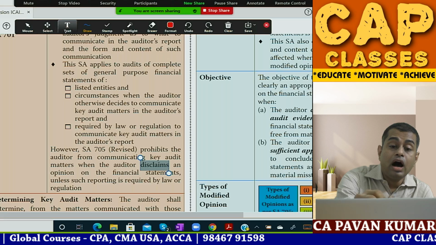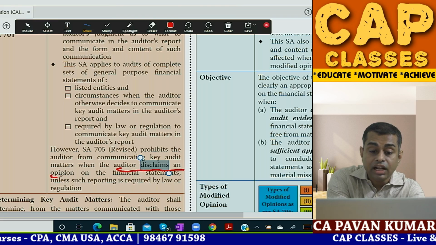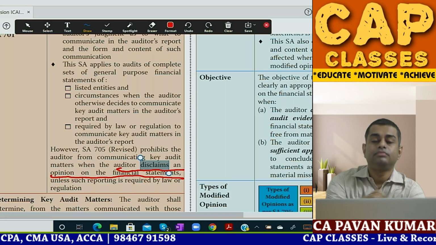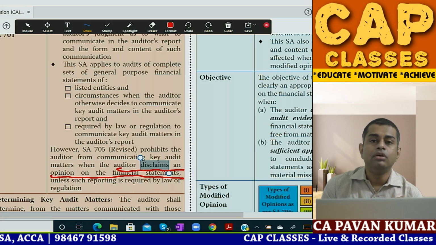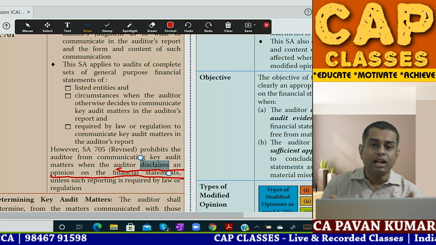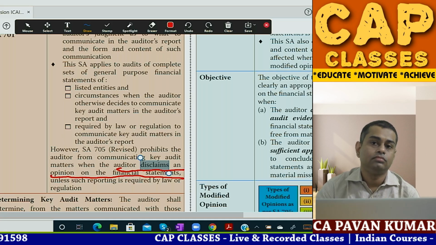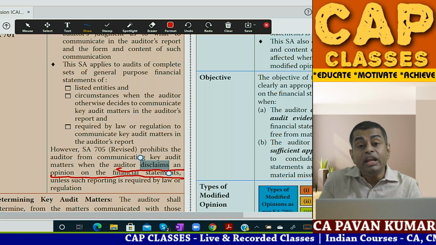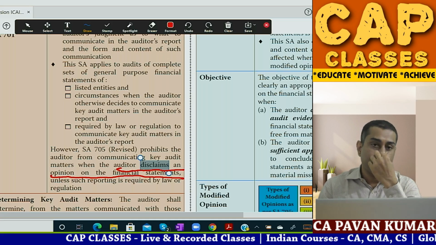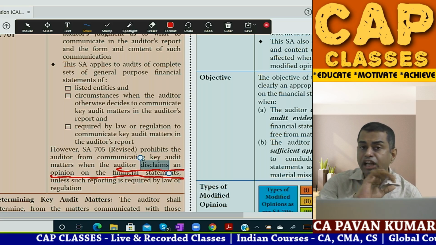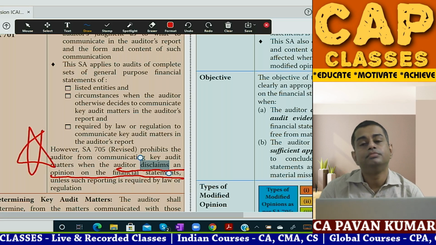When the auditor is giving a disclaimer of opinion, then don't give CAM. Why, sir? Boss, you are not giving any report on the financial statements. How can you give a CAM report when you are not giving any opinion? What is disclaimer of opinion? Disclaimer of opinion means I am not expressing any opinion. When I am not expressing any opinion, I should not give any key audit matters. This is important. This can be asked in one MCQ.